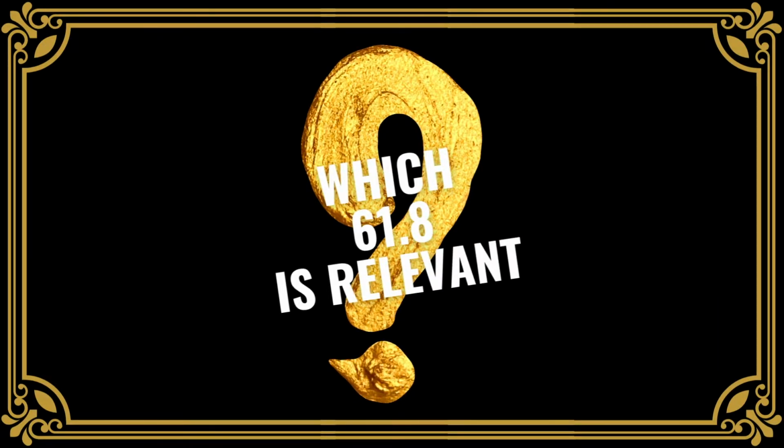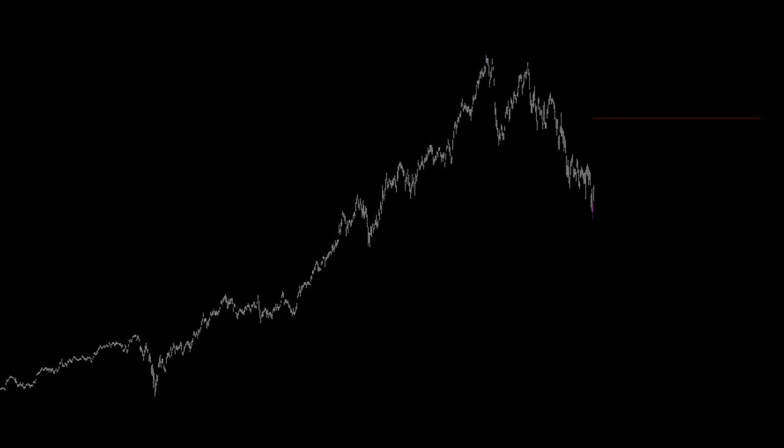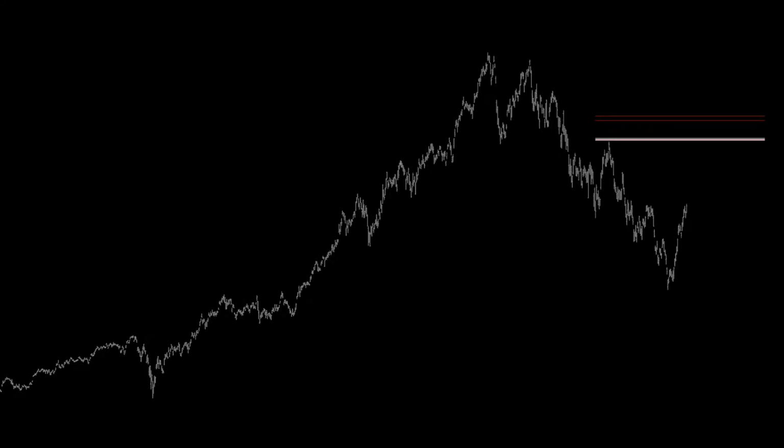You may be wondering, which 618 should you trade off since we've plotted so many on the chart? Well, let's take a look at this example. We were able to identify which 618 we should trade off of by using market symmetry. Market symmetry is the measurement of past measured moves, past up or down swings. Market symmetry provides you with real market data. It tells you what actually happened in the past.